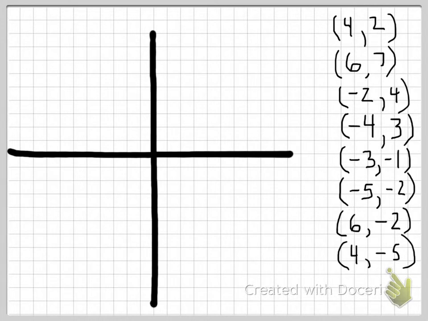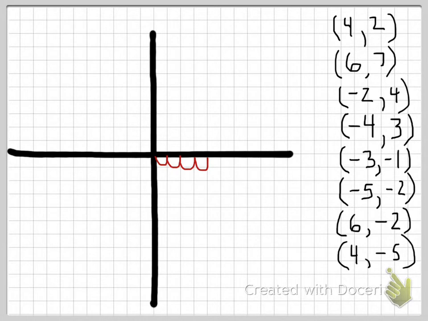So for the first one, 4, 2, the way that I would figure this out is I would start at the origin, which remember is right in here, and then I would go 4 spots in the positive x direction, which is going to be to the right. So 4 spots would be 1, 2, 3, 4. And you don't have to make these marks. I'm just making them to show you how I'm jumping across the x-axis.